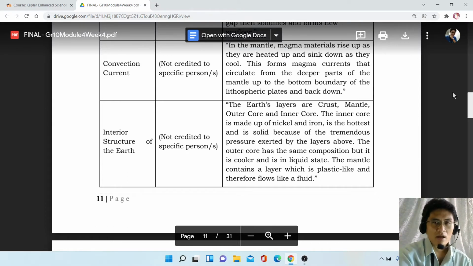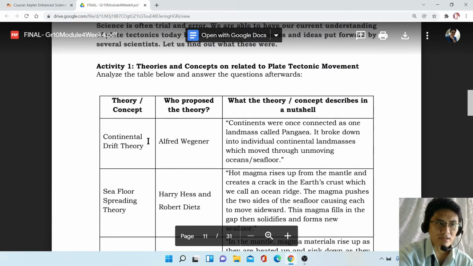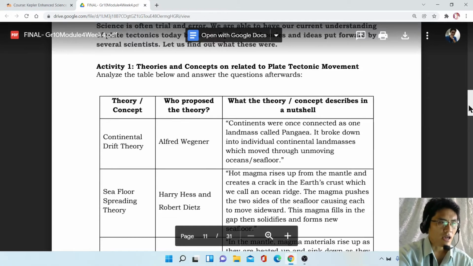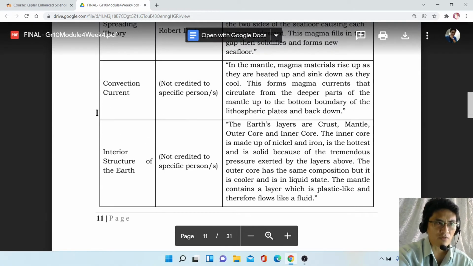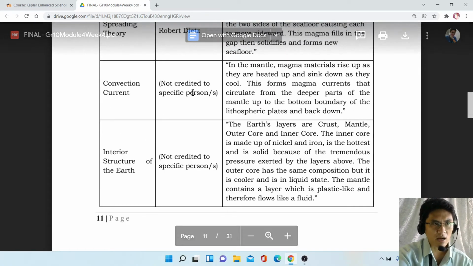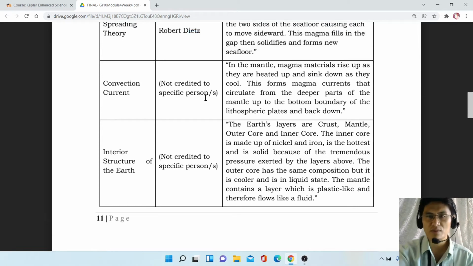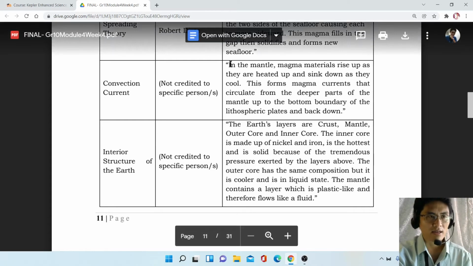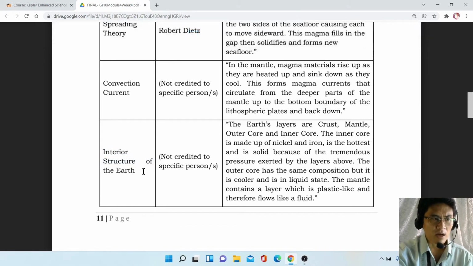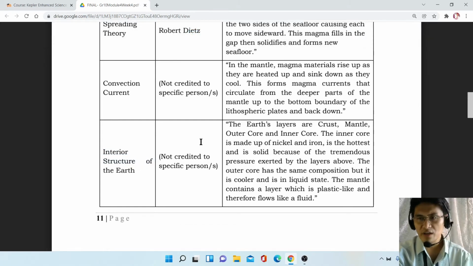It all makes sense. And these theories, okay, the continental drift theory, the seafloor spreading theory, and then our concepts of convection current. Obviously, this is not credited to a specific person because it was discovered way back before we even had any idea about plate tectonics. And then the internal structure of the Earth. Obviously, knowing the internal structure required a lot of studies, not just credited to specific persons.